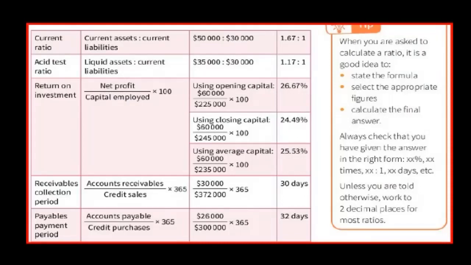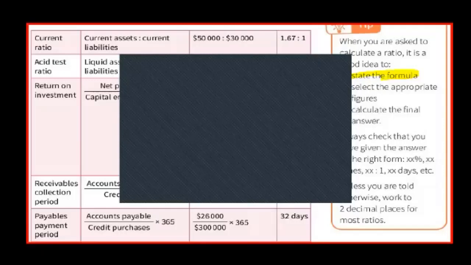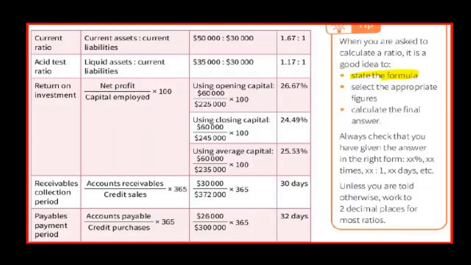This is how you would answer them in an exam. You would state the formula, even though they may not ask you for it, select the appropriate figures on the balance sheet, calculate the final answer, and then give an explanation like this here. You should work to 2 decimal places because you are working in dollars and cents, and 2 decimal places will tell you how many cents it is.